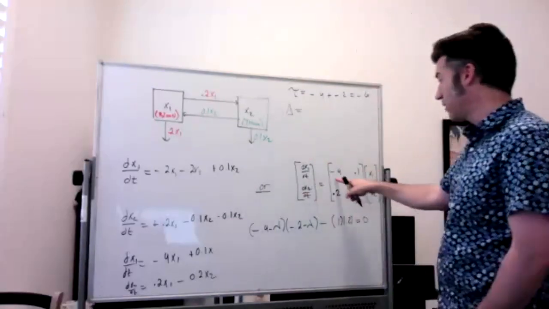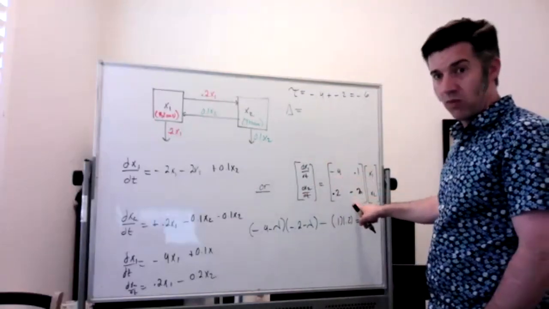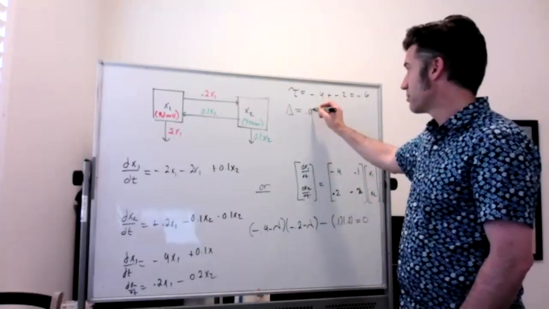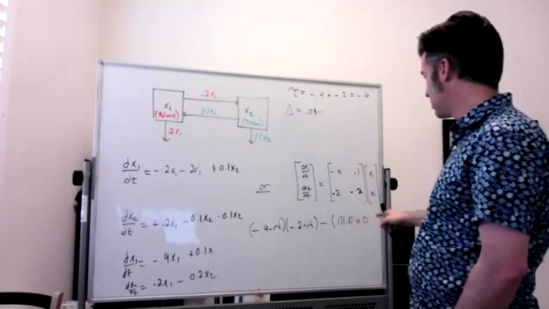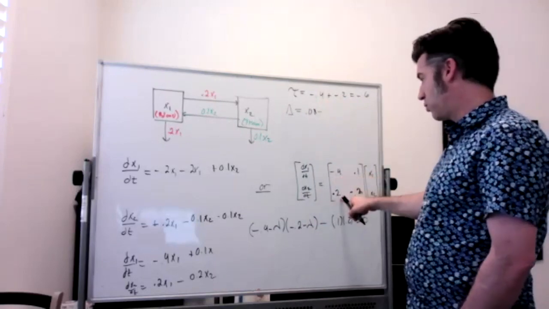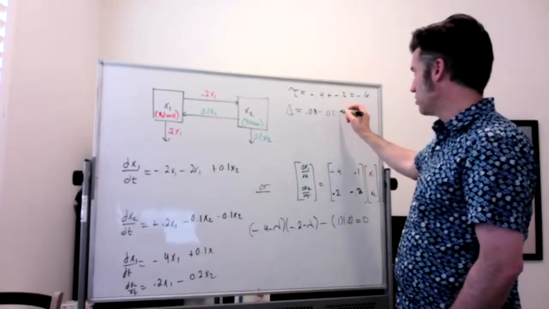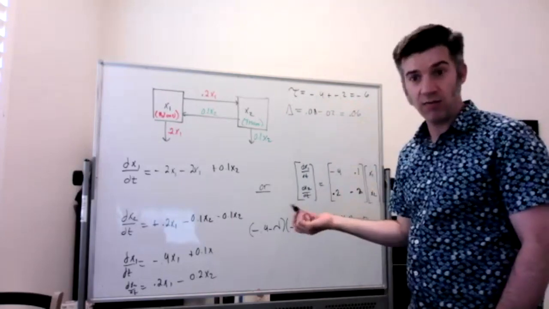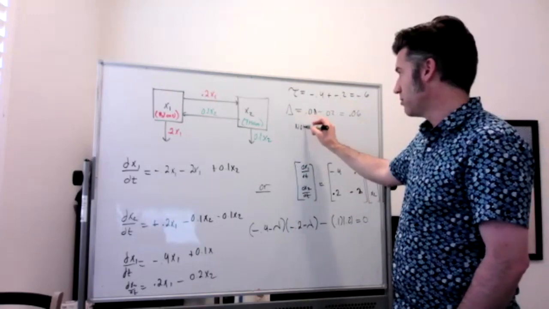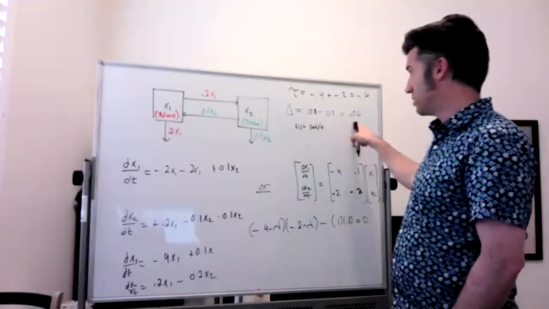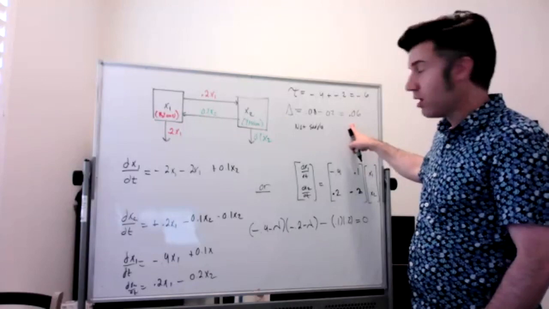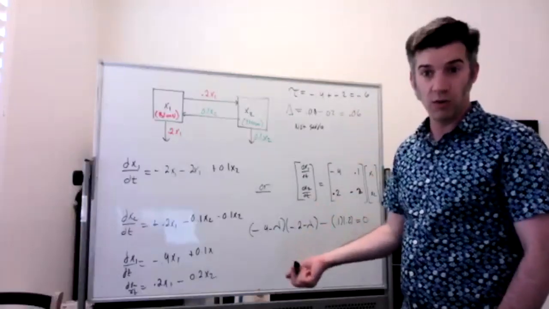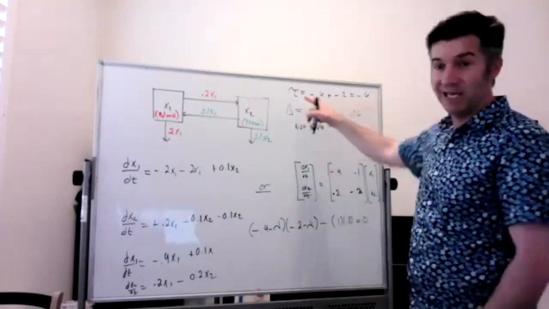The determinant is negative 0.4 times negative 0.2, which is positive 0.08, minus 0.1 times 0.2, which is 0.02. So that's going to be 0.06. Well, that means we can't have a saddle. So it's not a saddle because the determinant's positive. It could be either a stable spiral or a stable node because our trace is negative.